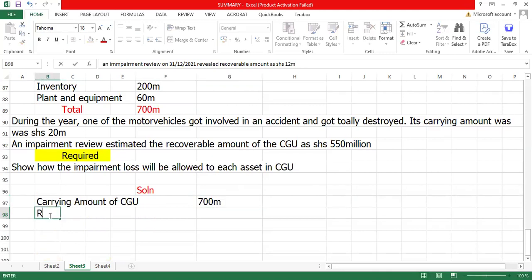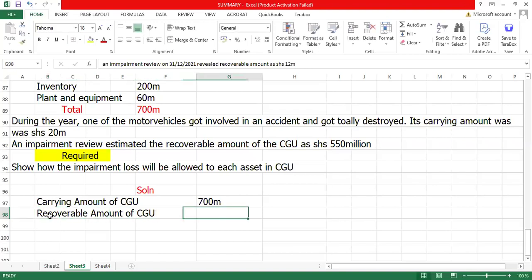Then the recoverable amount of the CGU. Of course, here you are trying to get the impairment. You're told that the recoverable amount is 550 million. Is this CGU impaired or not? It's impaired. The CGU is impaired since the carrying amount is higher than the recoverable amount.